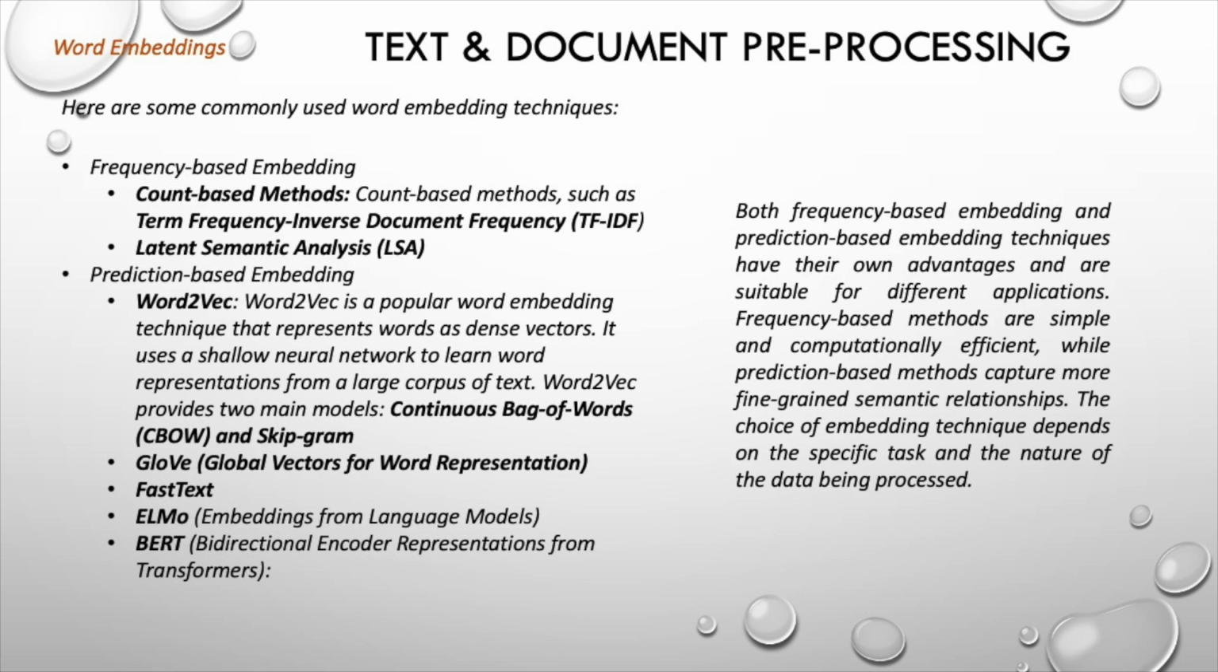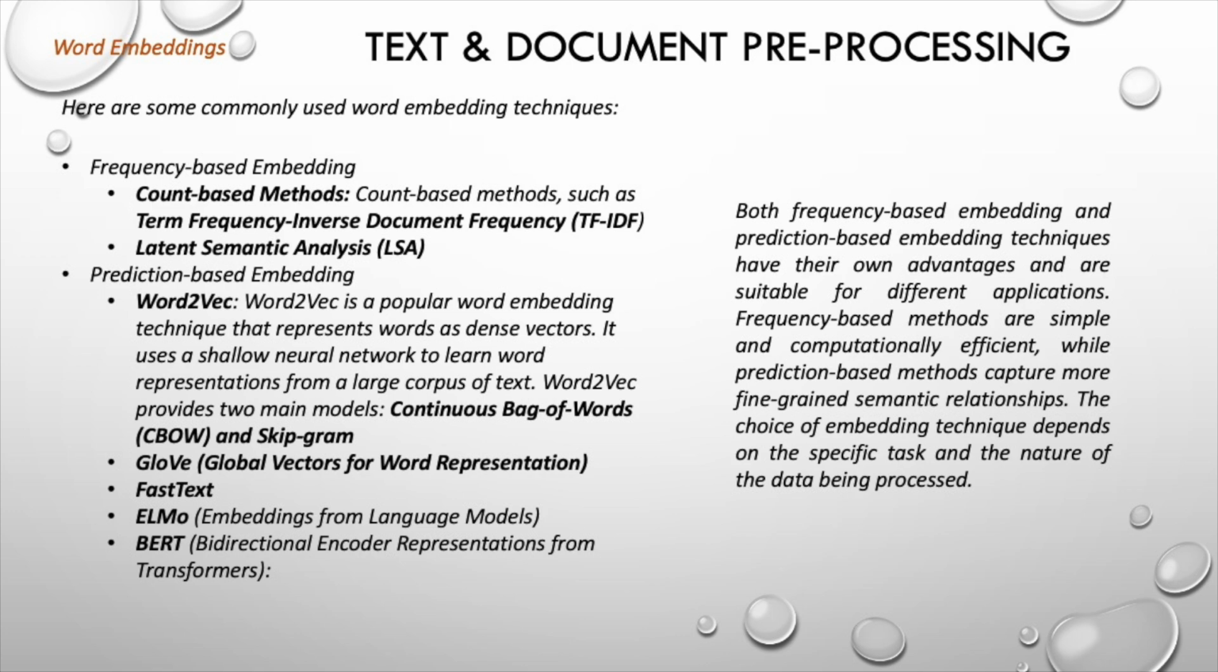BERT, bidirectional encoder representations from transformers. BERT is a powerful contextual word embedding technique based on the transformer architecture. It pre-trains a deep bidirectional language model on a large corpus of text and then fine-tunes it on specific tasks.